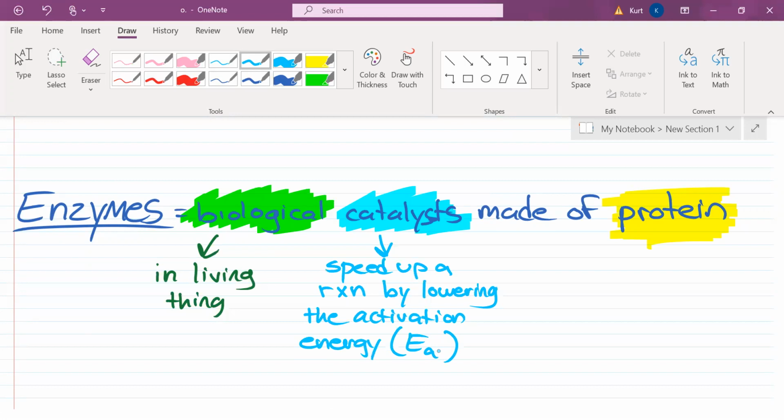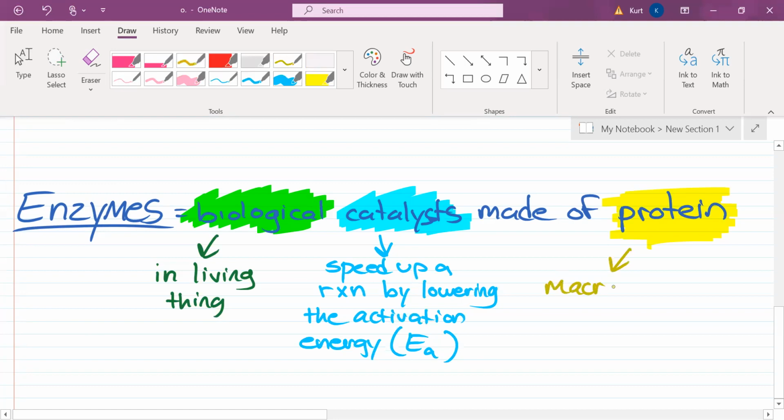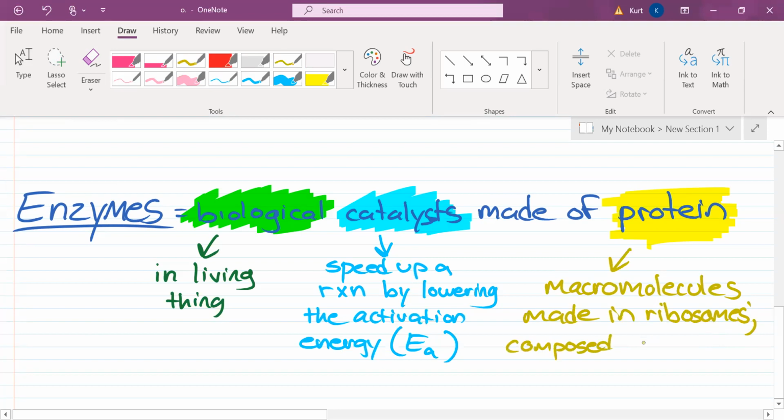And then a protein. Well, a protein is a macromolecule. Where are proteins made? When I say blank, you say protein. Ribosomes. What are proteins composed of? What are their monomers? They're composed of amino acids. Okay.